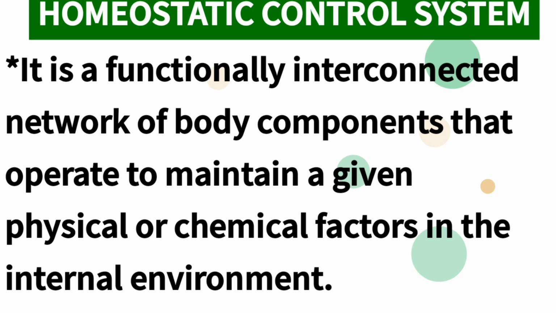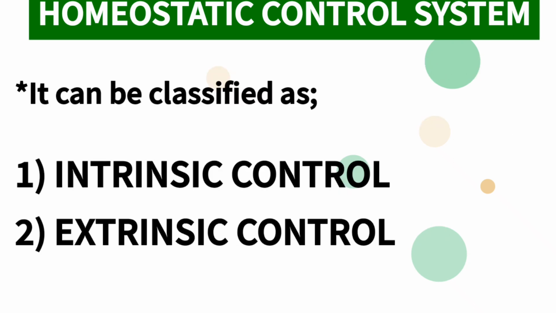The last topic I'm talking about is the homeostatic control system. What is the homeostatic control system? It is a functionally interconnected network of body components that operate to maintain given physical or chemical factors in the internal environment. And it can be classified into two: the intrinsic control and the extrinsic control.